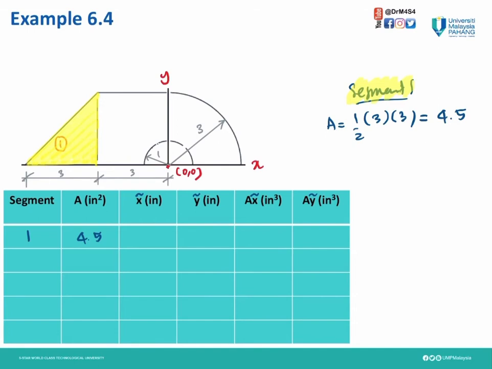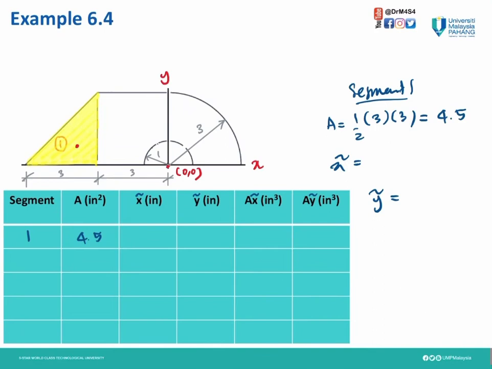First, we're going to determine the values for segment 1, which is the triangle. So, we need to determine the area of this triangle. The formula for a triangle is half times the base times the height. The base is 3 inch and the height is 3 inch. Therefore, half times 3 times 3, we get 4.5 inch square.